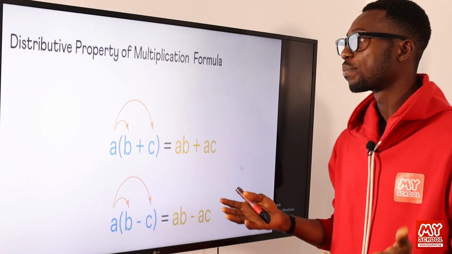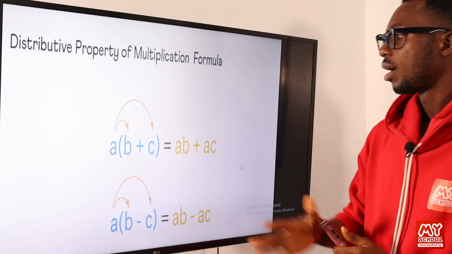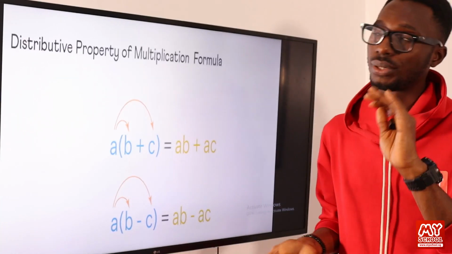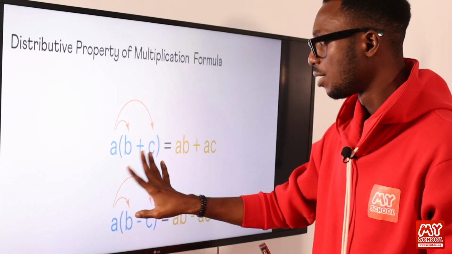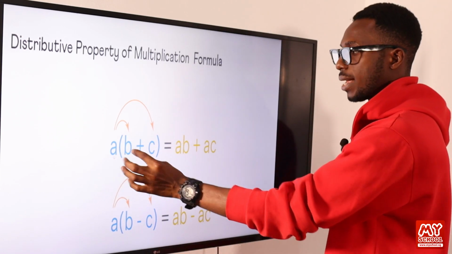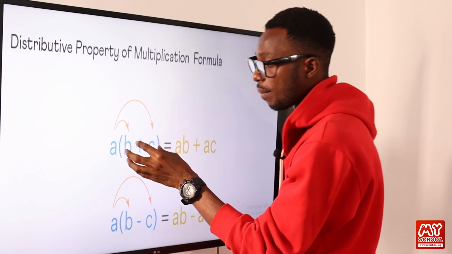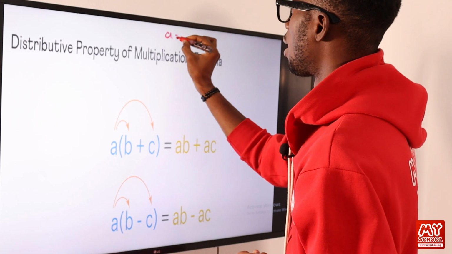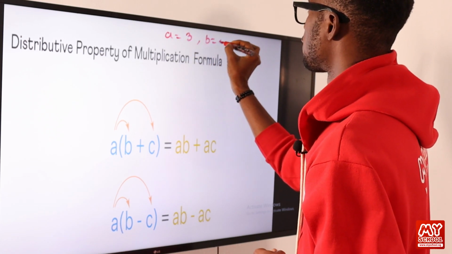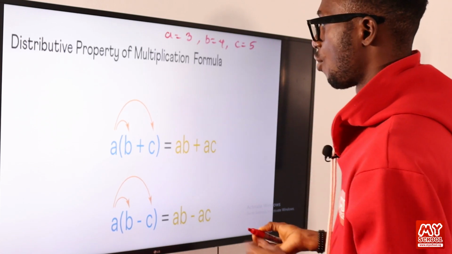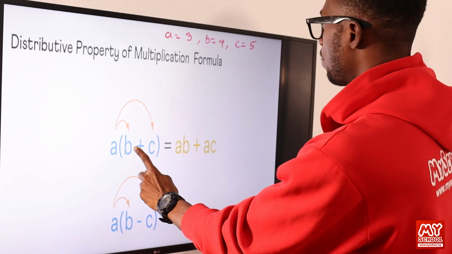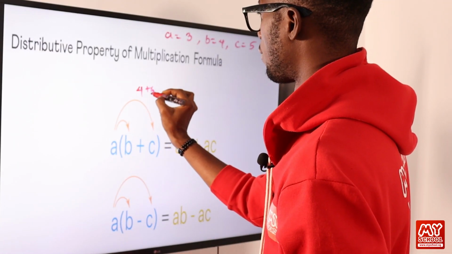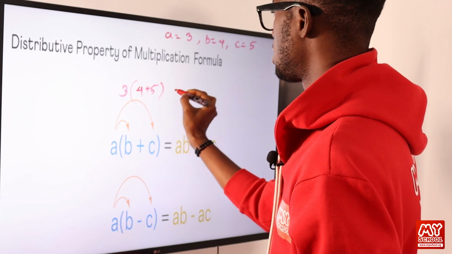So we have the distributive property of multiplication. Like I mentioned earlier, multiplication is distributed over addition and subtraction, but not vice versa. So look at this. I have A times B plus C. That means you work with what you have in your parentheses first, then A multiplies it. Recall I've taken A as 3, B as 4, then C as 5. Okay, so let's make this happen together. So I have 4 plus 5, then I have 3 outside. Let's see if it's the same thing.